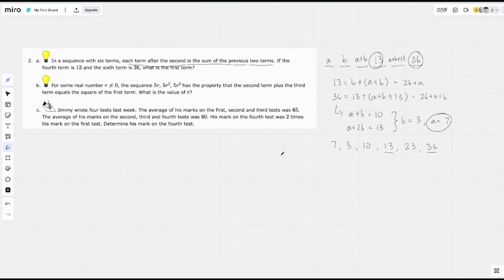Alright, let's move on to 2b. Do that part over here. Okay, so this was 2a. And so 2b.